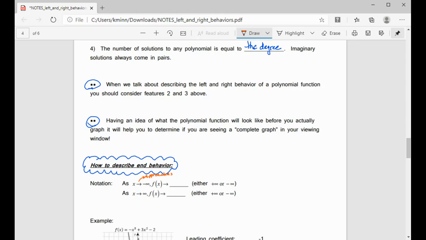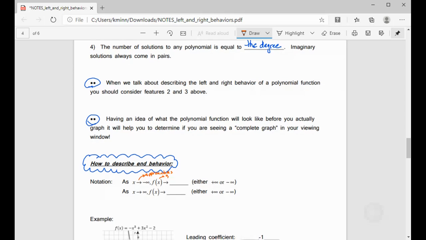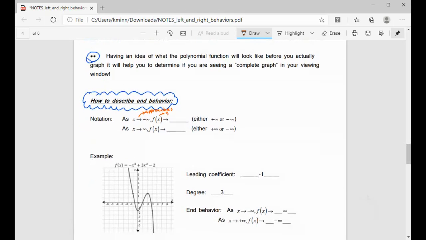Okay, so as x approaches negative infinity, f of x approaches what value? So f of x being the y, right? As x goes to negative infinity, what is y doing? We're describing what happens at the end. Same thing for the other. The next line, as x approaches positive infinity, f of x then approaches, the answer will be either positive or negative infinity.